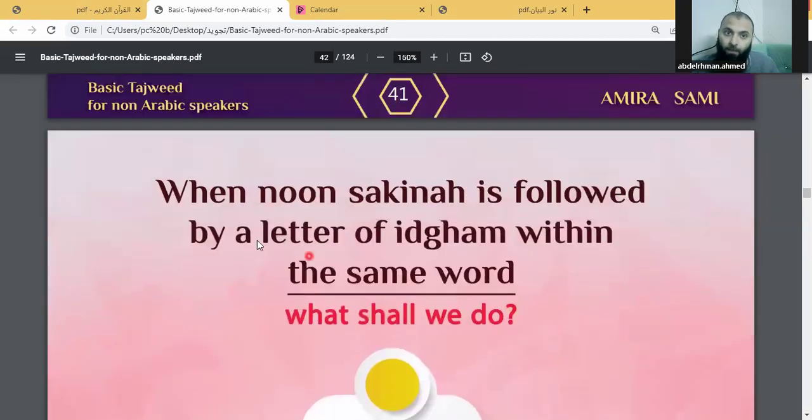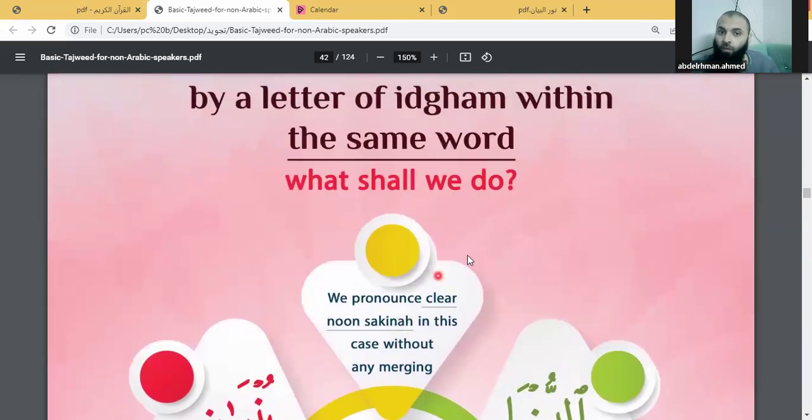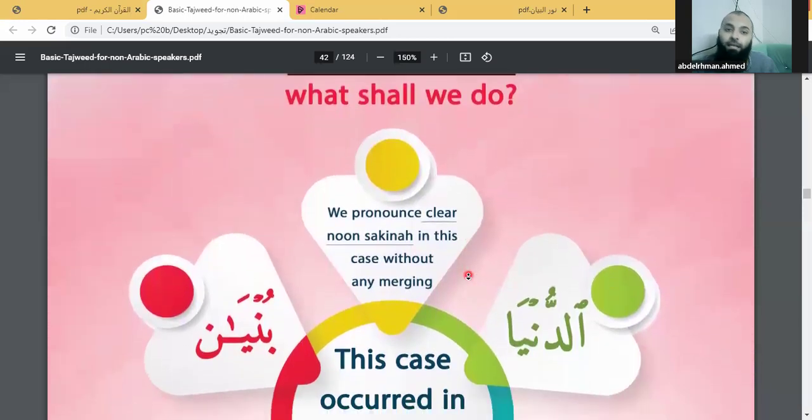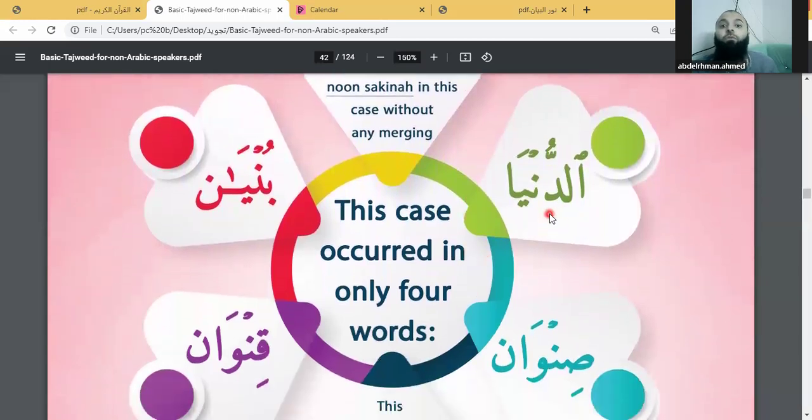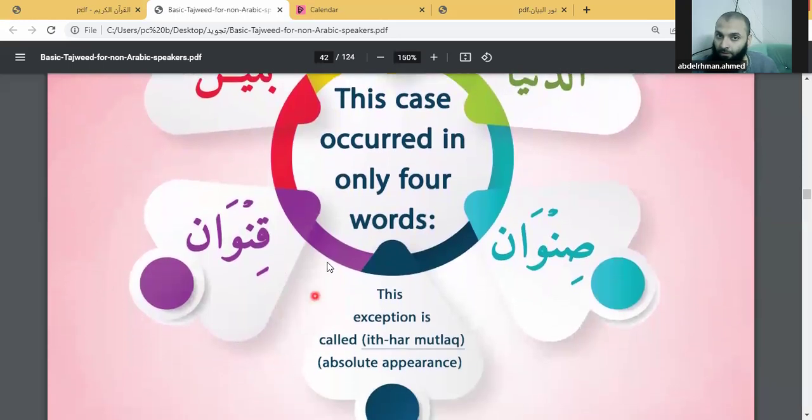Let's read this. When noon sukun is followed by a letter of idgham within the same word, what should we do? We pronounce clear noon sakinah, in this case without any merging. Like this. Ad-dunya, bunyan, sinwan, qinwan. Okay, this case occurred in only 4 words in the Quran. Only 4 words in the Quran. And this exception is called idhar mutlaq, or in English, absolute appearance.